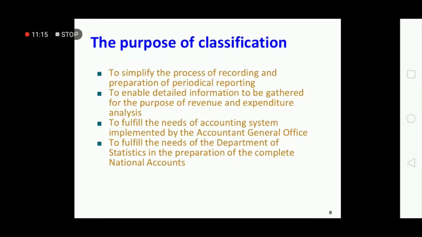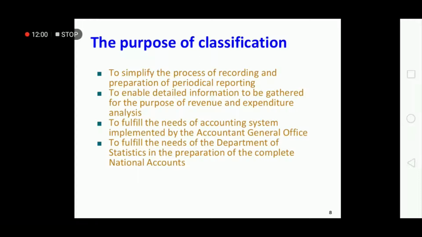Okay, why do we classify them? What is the purpose of this classification? There are 4 purposes: SEFF, simplify, enable, fulfill. The first purpose is to simplify the process of recording and preparation of periodical reporting. Next, to enable detailed information to be gathered for the purpose of revenue and expenditure analysis. The third purpose is fulfill. To fulfill what? To fulfill the needs of the accounting system implemented by the Accountant General's Office, AGO.